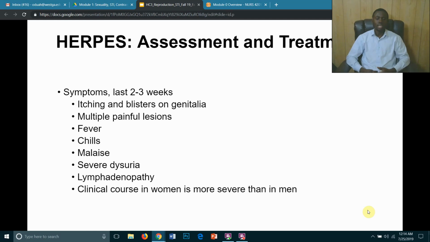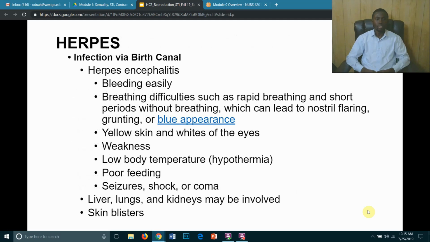So symptoms of herpes may include itching, blisters on the genitalia, multiple painful lesions, fever, chills, malaise, severe dysuria, lymphadenopathy, which means the swelling in the lymph nodes, especially in the inguinal area. And then the clinical course in women is more severe than men, for physiological reasons.